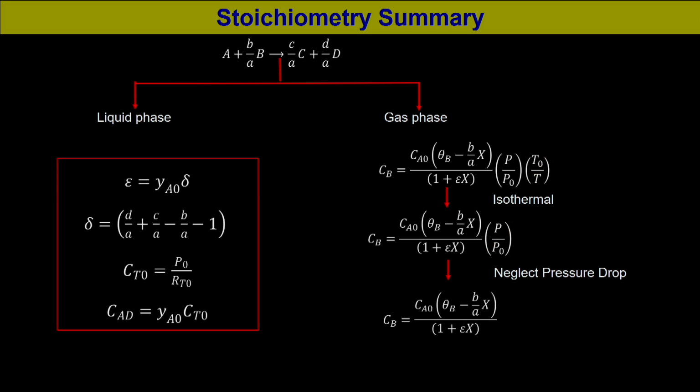Epsilon we have obtained earlier: epsilon is equal to Ya naught into delta, and delta is the change in moles in the reacting system, that is d by a plus c by a minus b by a minus 1. And Ct naught is equal to P naught by R T naught, and Ca naught is equal to Ya naught into Ct naught.